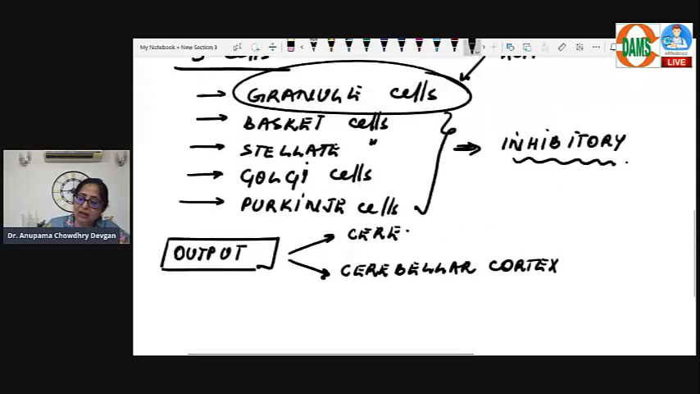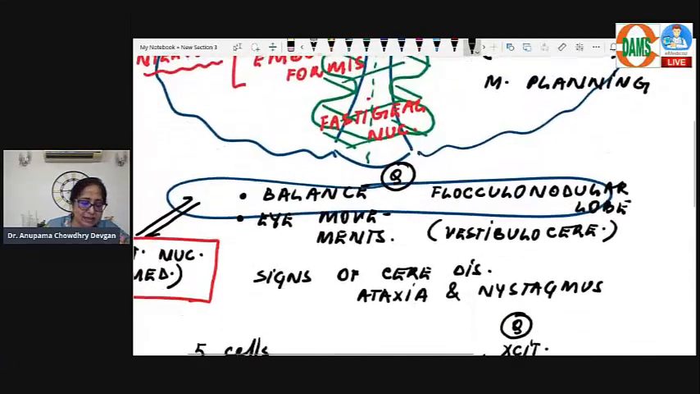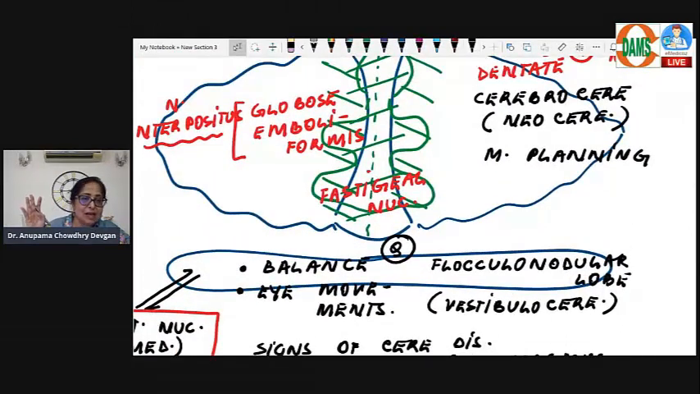See, if you have a confusion about the nuclei, there is nothing much here. There are 4 pairs. 4 pairs means 1 for either side. 1 fastigial nucleus for the left side, 1 for the right side. 1 globose for the left side, 1 for the right side. 1 emboliformis for the left side, 1 for the right side. 1 dentate for the left side, 1 for the right side.